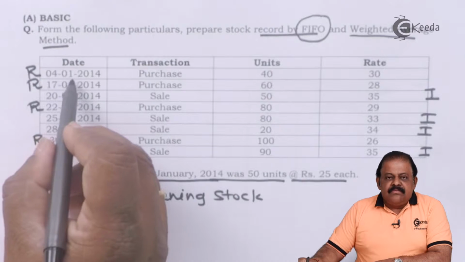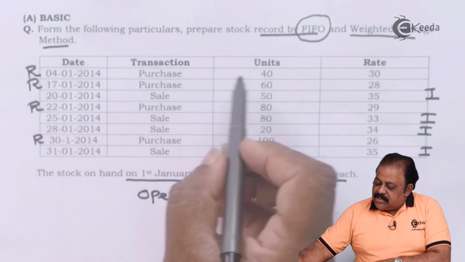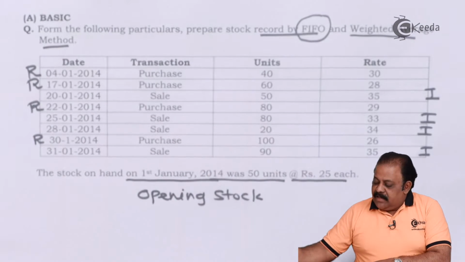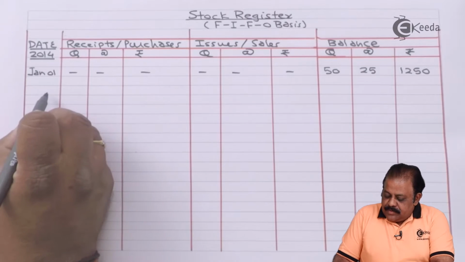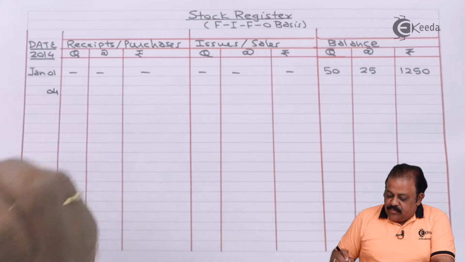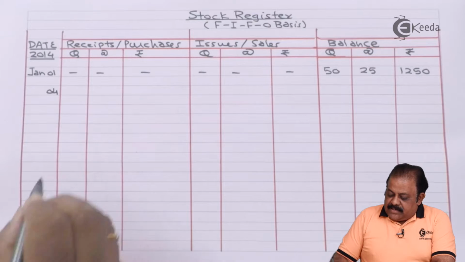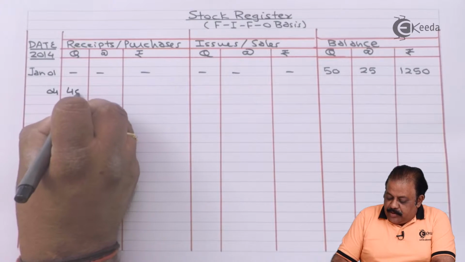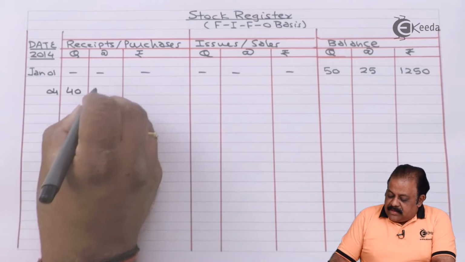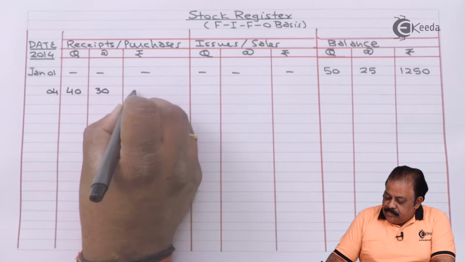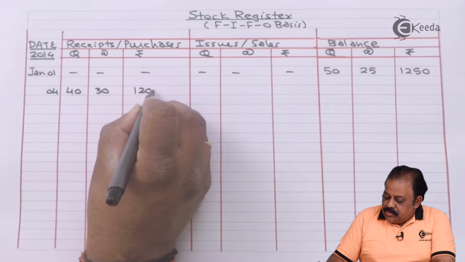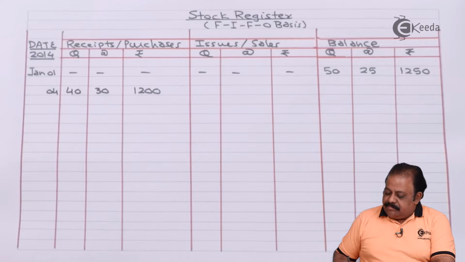On 4th January 2014, there is purchase of 40 units at the rate of 30. Date column will be putting the date 4th January. Purchase of 40 units will be putting in quantity column, rate 30. So amount is 1200.